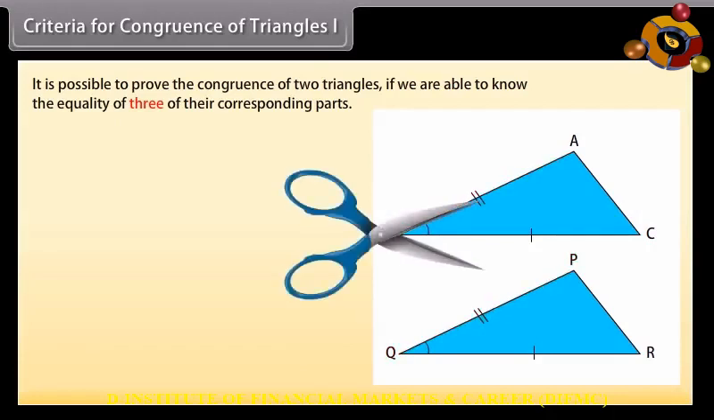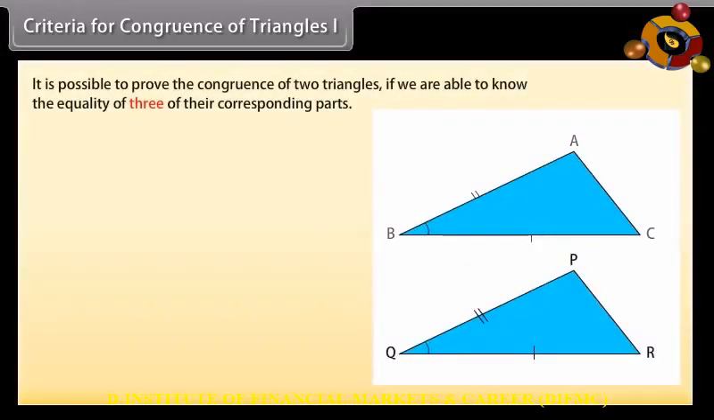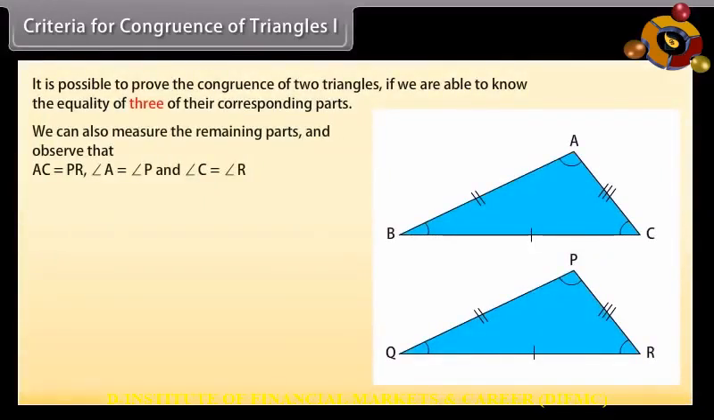If we trace or cut out triangle ABC and place it over triangle PQR, we will observe that one covers the other exactly. Thus, we may say they are congruent. Alternatively, we can also measure the remaining parts and observe that AC is equal to PR, angle A is equal to angle P, and angle C is equal to angle R, showing that triangle PQR is congruent to triangle ABC. This means that equality of these three corresponding parts results in congruent triangles.